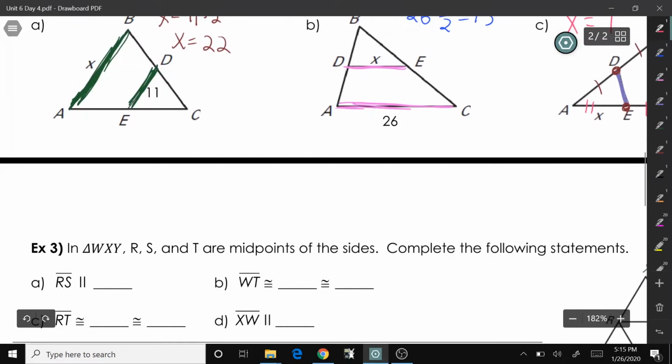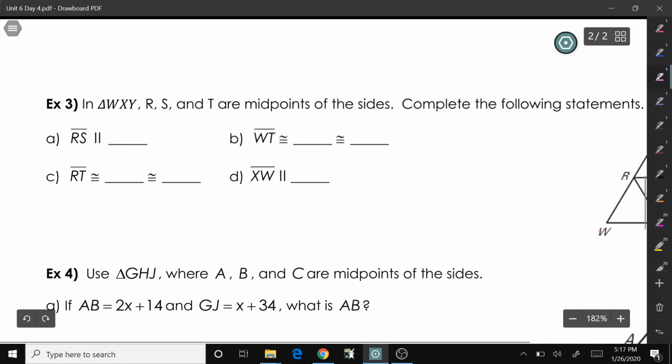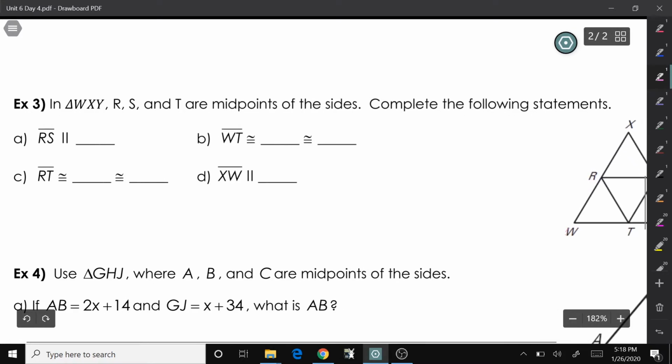All right, let's flip the page. On this page, we have triangle WXY, where R, S, and T are the midpoints of the sides. Complete the following statements. So RS is going to be parallel to what side? Well, let's look.